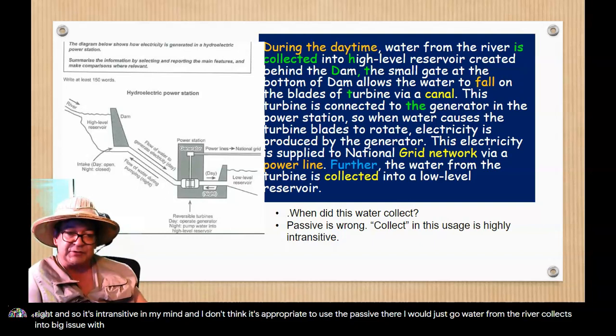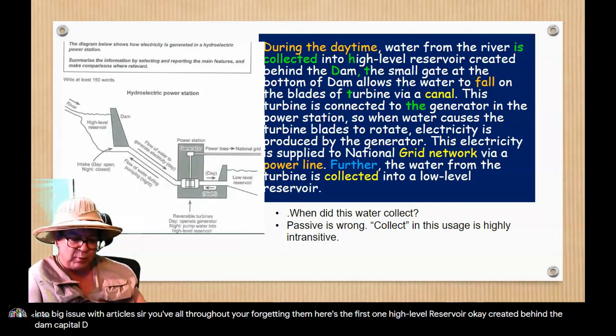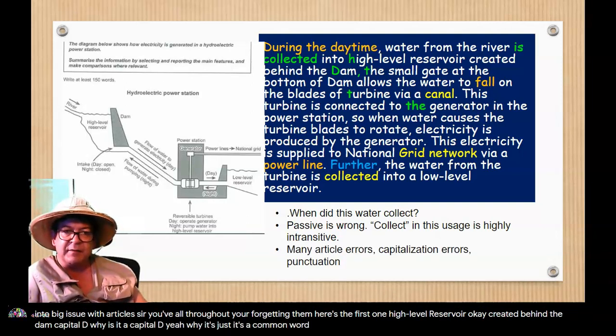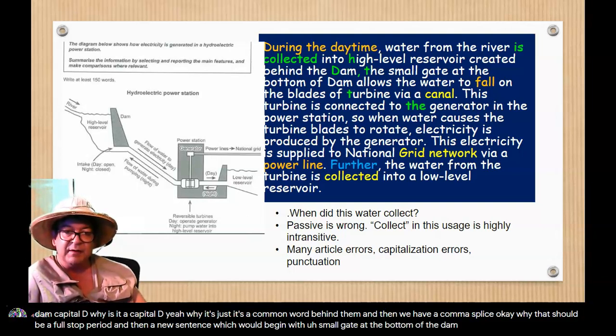Big issue with articles, sir. All throughout, you're forgetting them. Here's the first one. A high-level reservoir. Okay? Created behind the dam. Capital D. Why is it a capital D? Behind the dam. And then we have a comma splice. Okay? That should be a full stop, period. And then a new sentence, which would begin with a small gate at the bottom of the dam allows, okay, that's fine, to fall.